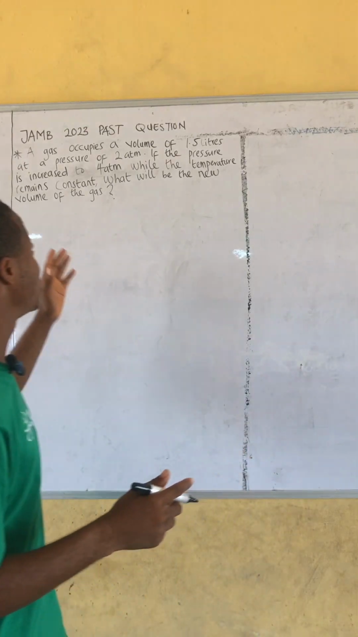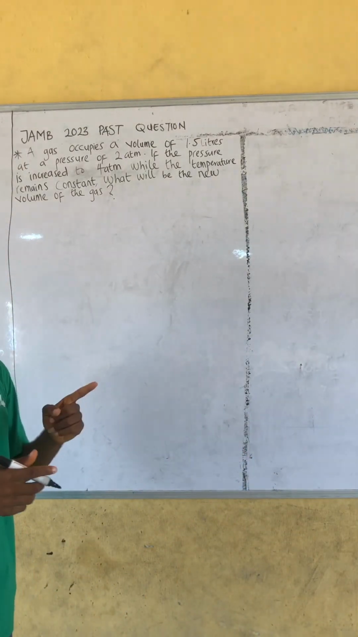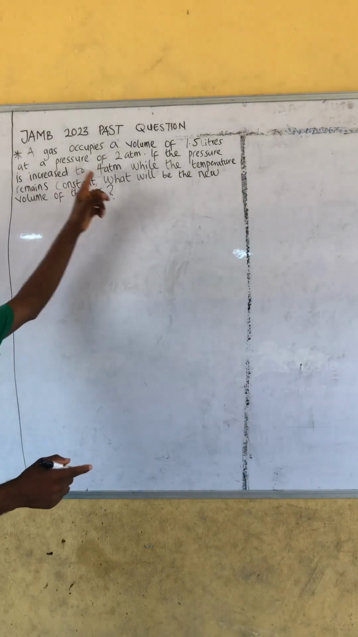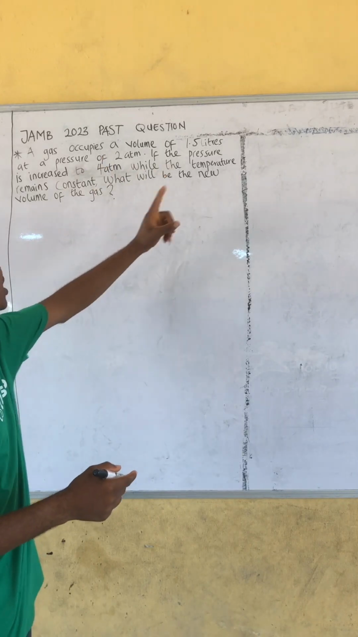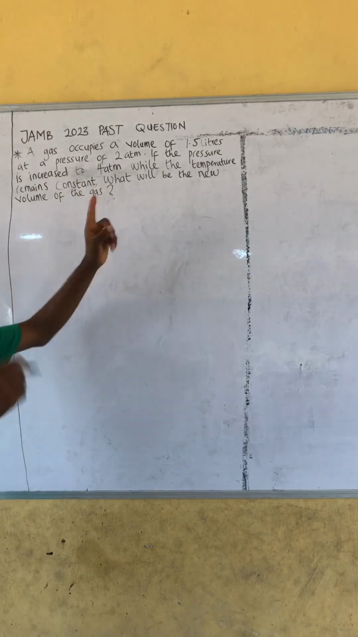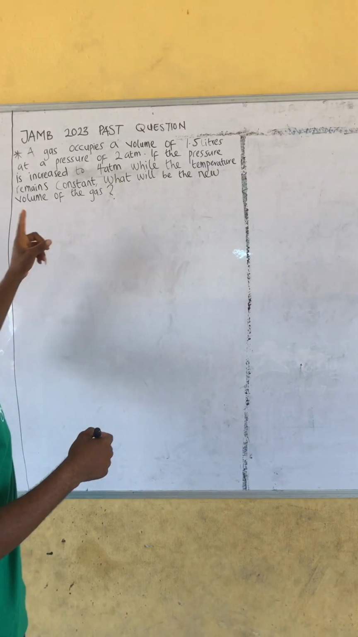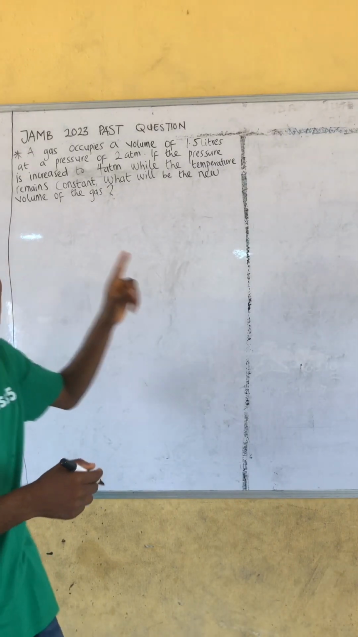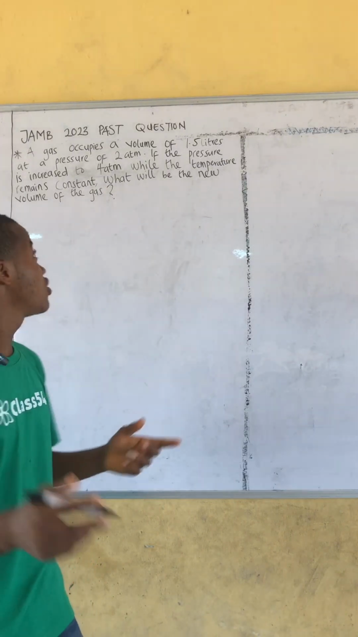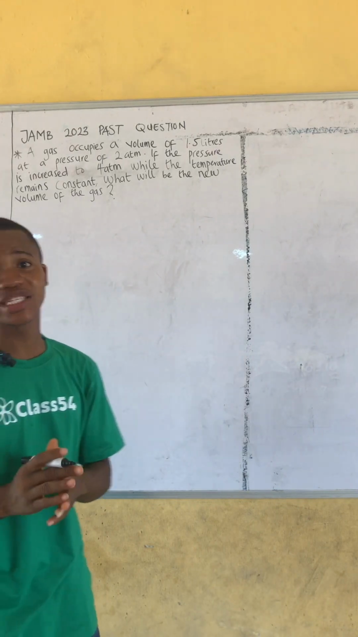This is a JAMB past question and I want us to solve it together. The question says, a gas occupies a volume of 1.5 liters at a pressure of 2 atmospheres. If the pressure is increased to 4 atmospheres, while the temperature remains constant, what will be the new volume of the gas? If you look at this question, it is a gas question.